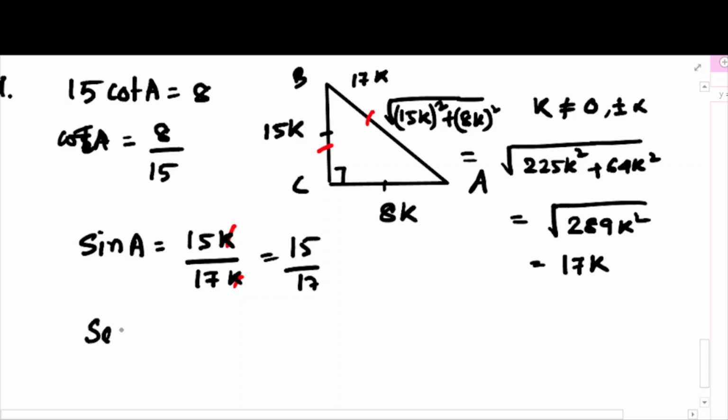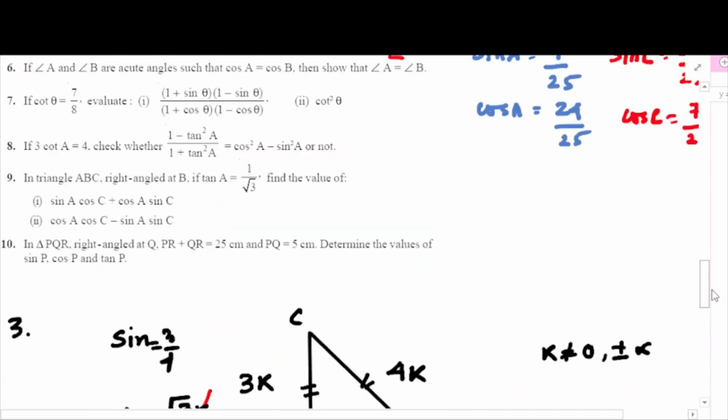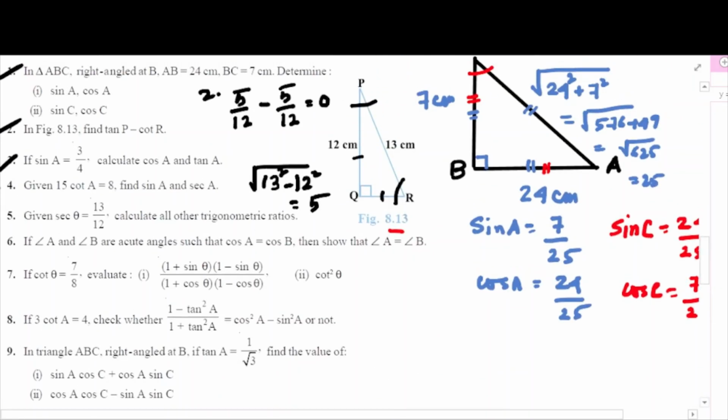Now what is the value of sec A? Sec A is actually the reciprocal of cos. Cos means base by hypotenuse, so it will become hypotenuse by base. That means it is equal to 17k by 8k. So again this k gets cancelled as k is non-zero, so the value will become 17 by 8. Okay, so this was question number 4.